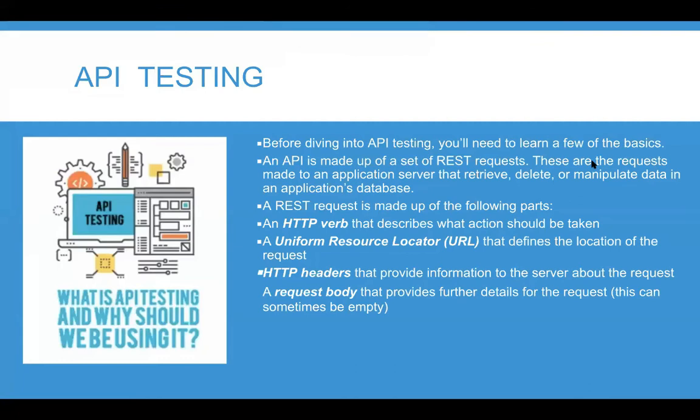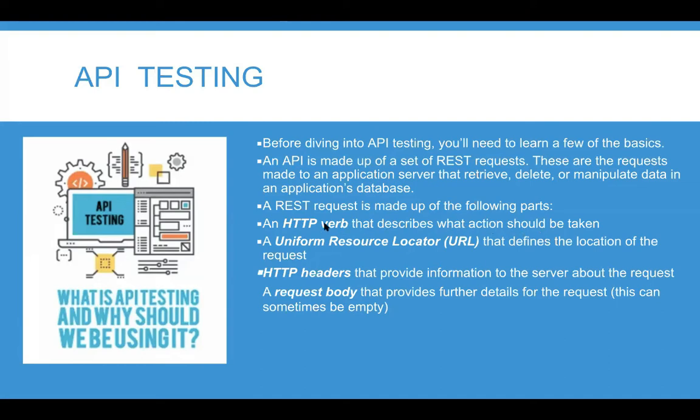All right. So these are the requests made to an application that retrieve, delete, or manipulate data in an application's database. So a REST request is made up of the following parts. You have the HTTP verb that describes what action should be taken.